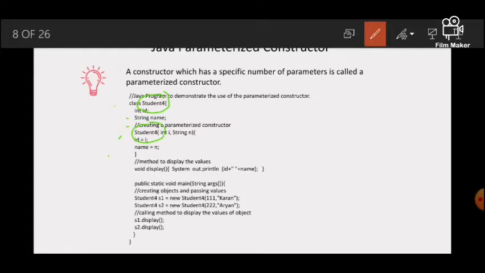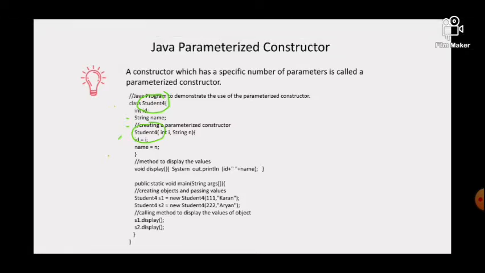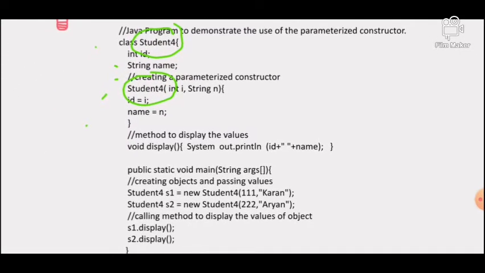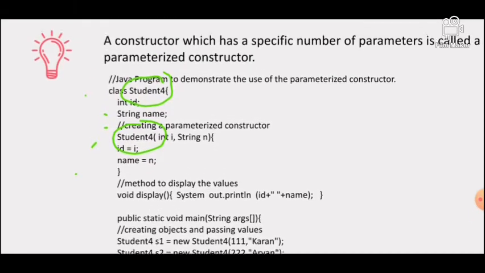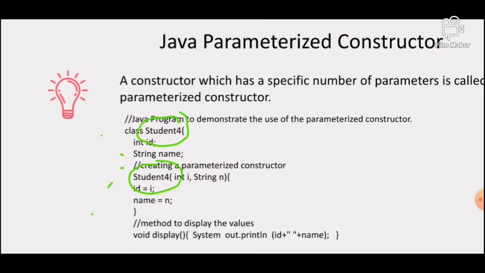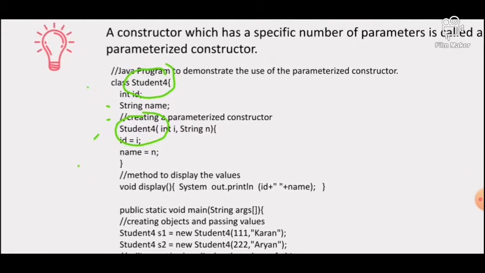The method name Student4 is actually the constructor, and now it has two parameters. In the previous example there were no parameters, and when we created an object the constructor was called automatically, so we called it a default constructor. But in the Java parameterized constructor, the constructor has parameters, which are int i and String n. There are two parameters.